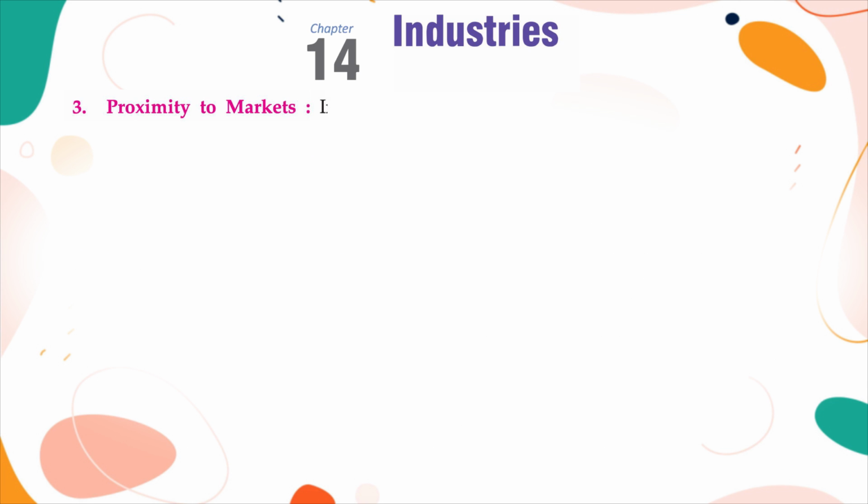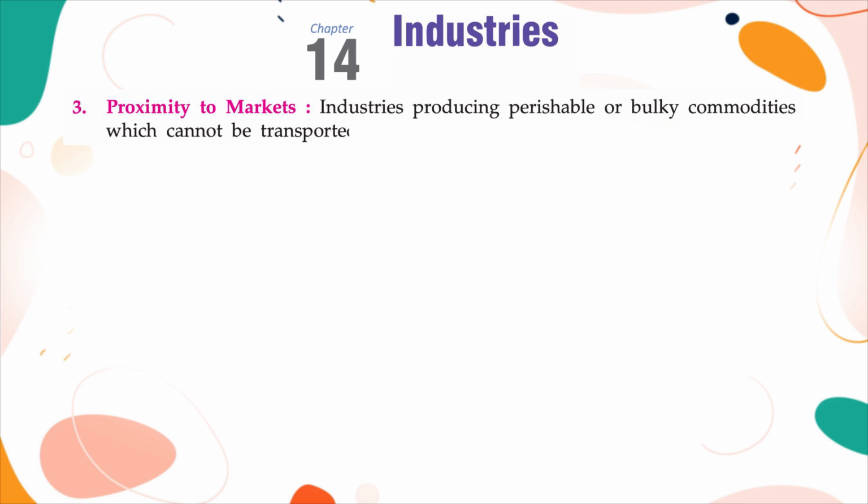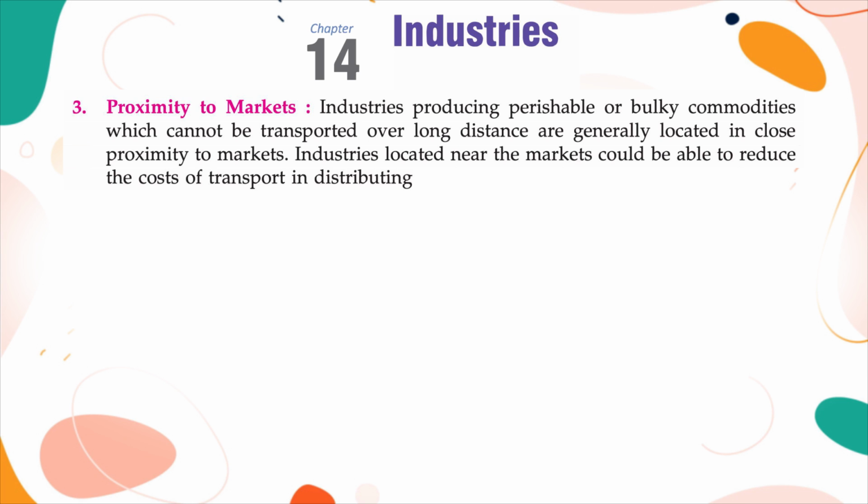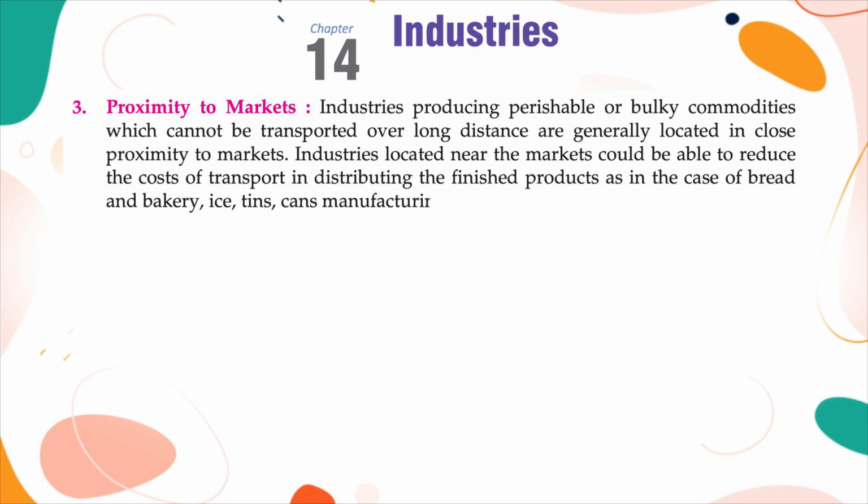Proximity to markets. Industries producing perishable or bulky commodities which cannot be transported over long distance are generally located in close proximity to markets. Industries located near the markets could be able to reduce the cost of transport in distributing the finished products, as in the case of bread and bakery, ice, tins, cans manufacturing, etc.